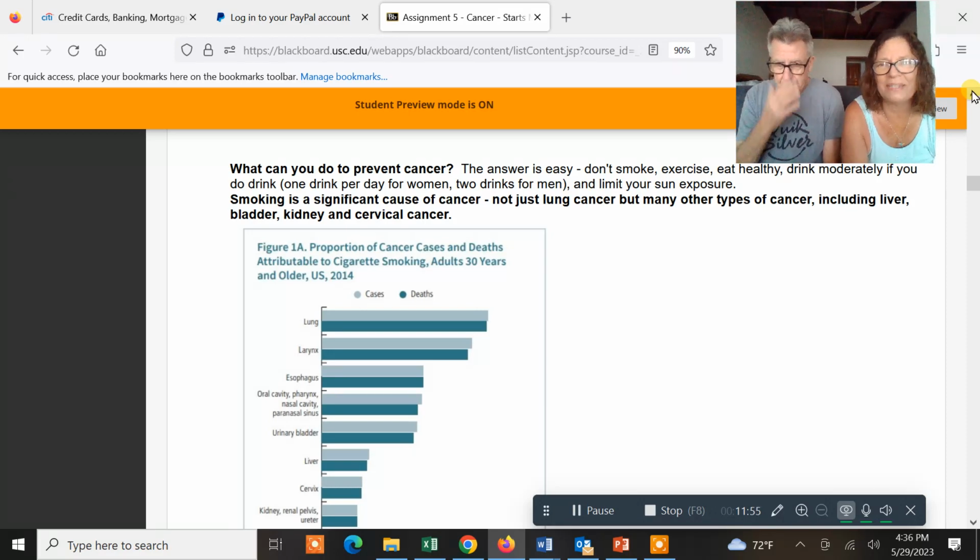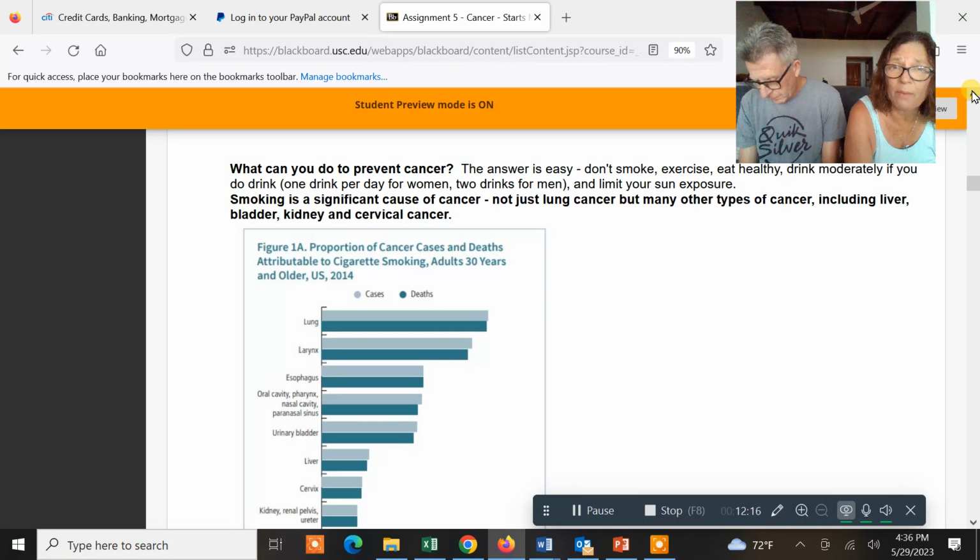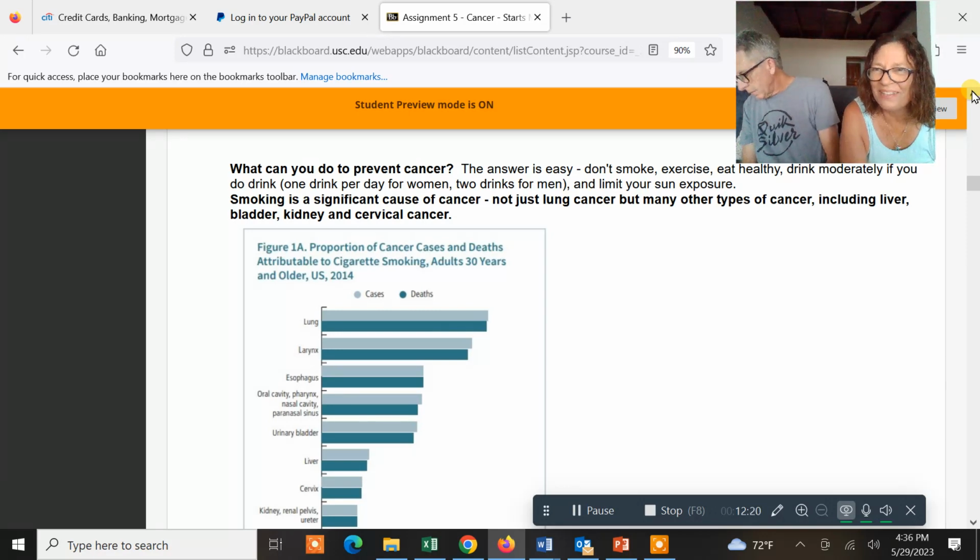So exercise, meditate, manage your stress, eat healthy. Mediterranean diet is pretty good. Plant-based diet is pretty good. We want to try to avoid the typical American diet where you eat fast food and fried food and drink a lot of sugary drinks and things like that. If you drink alcohol, drink moderately. So 1 drink per day for women, 2 drinks a day for men. That may not be realistic for everybody.